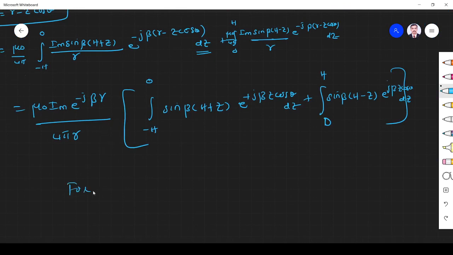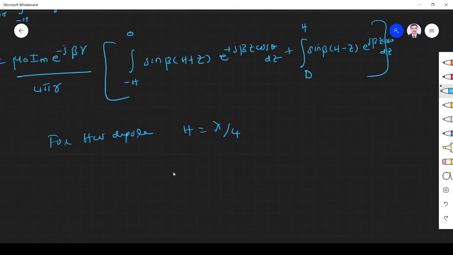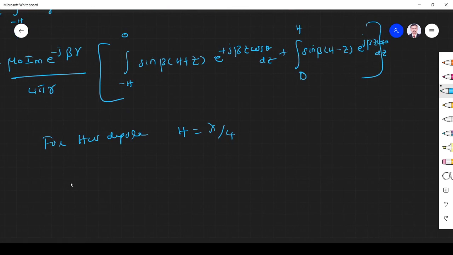For a half-wave dipole antenna, we know what the thing is. h is equal to lambda by 4, 2h is equal to lambda by 2. h is equal to lambda by 4, I told. So, substitute the value. What will happen?